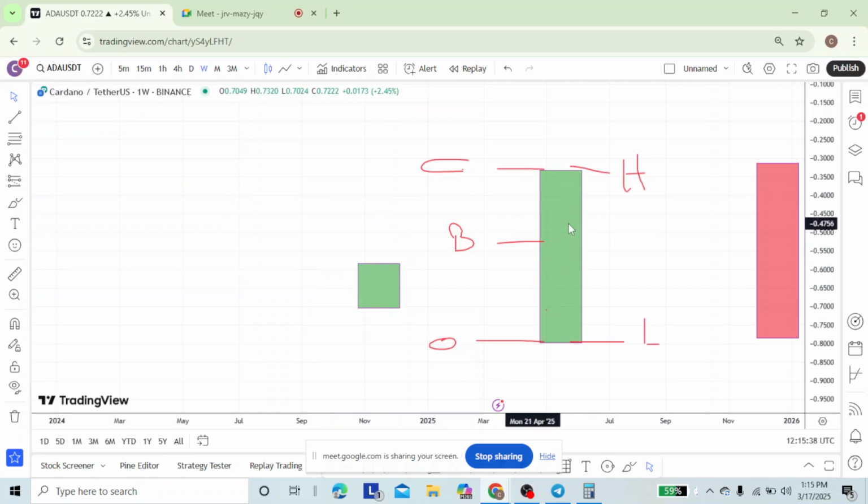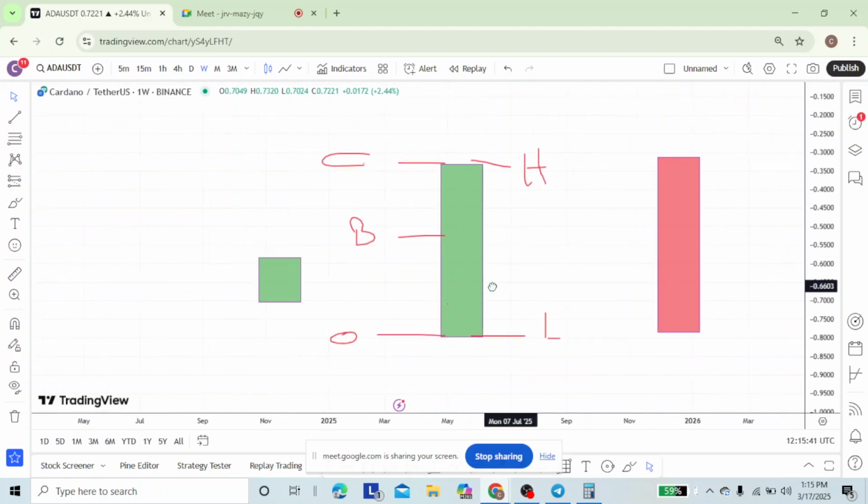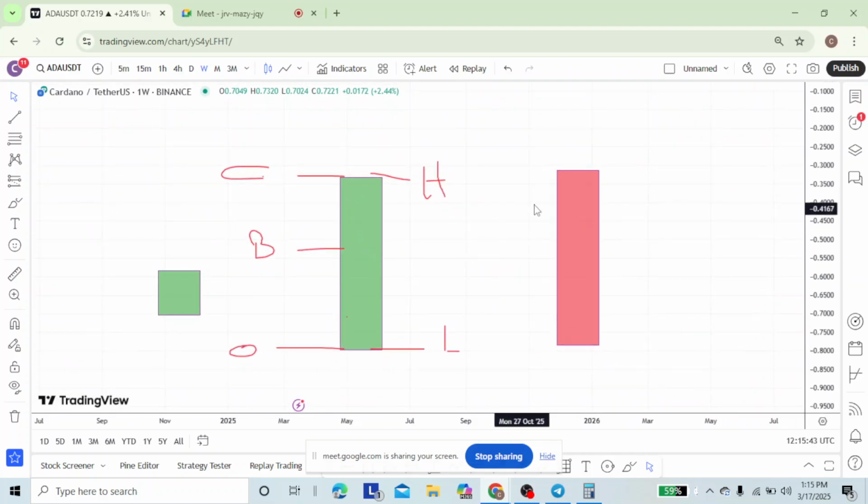Do you get the idea? That is for the bullish Marubozu. So the bearish Marubozu is the opposite of bullish. This one is telling us that sellers are in the market.